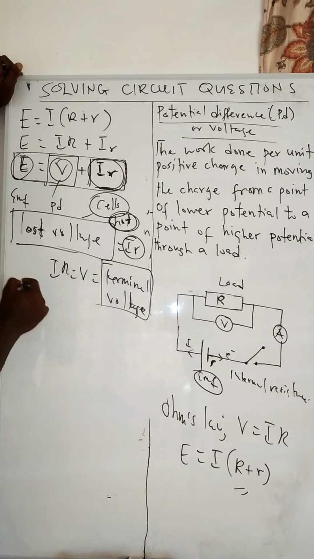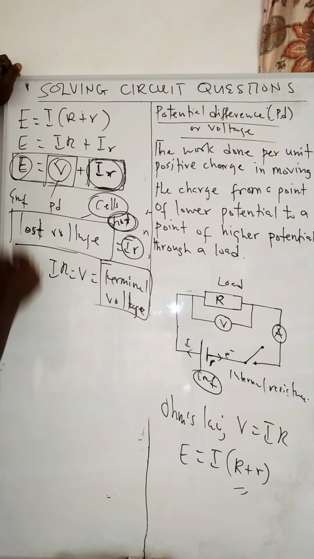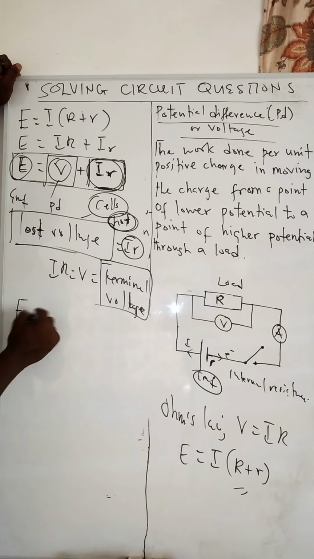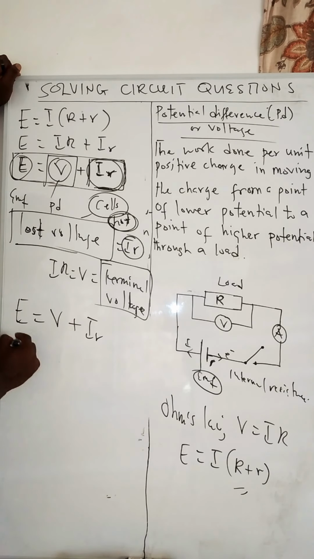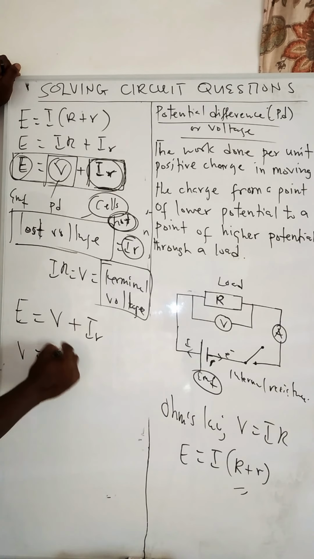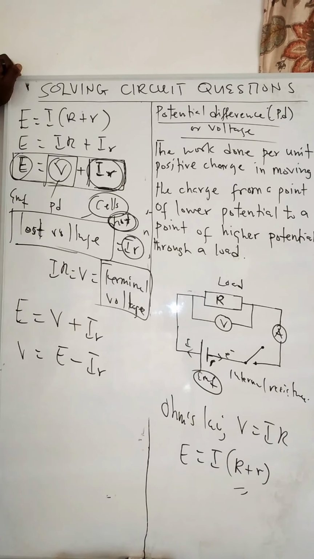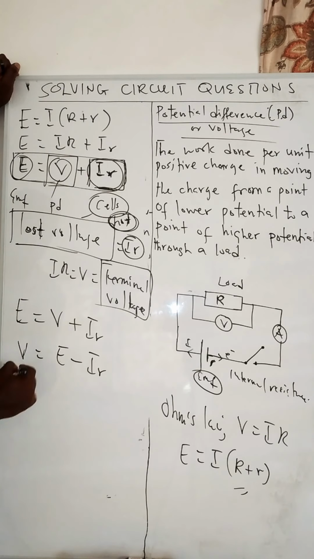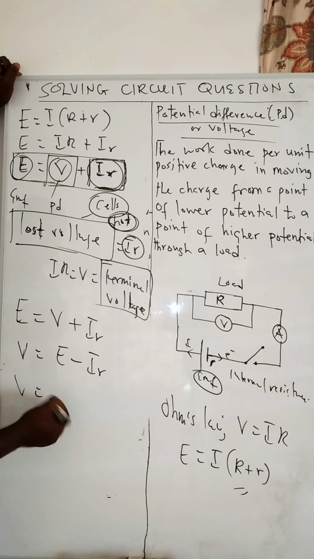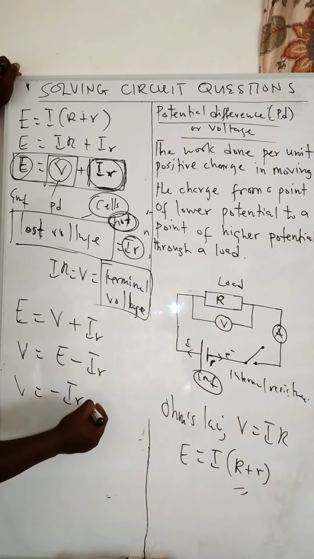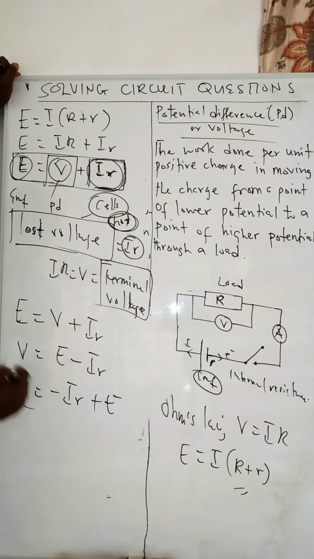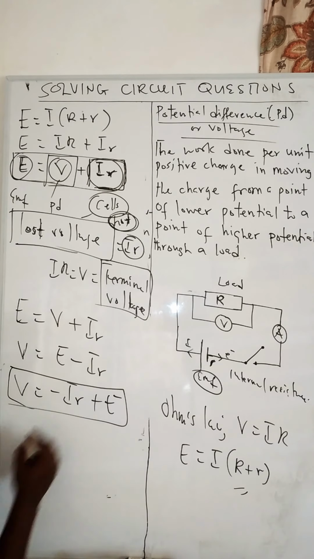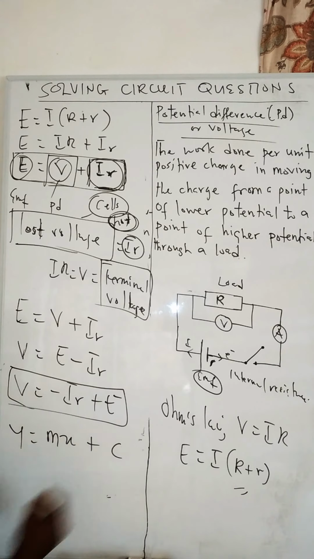Then let us try and see if we can plot a graph from this equation, E equal to V plus I small r. If I make V the subject, then V is going to be equal to E minus I small r over here. Or better still, I can say that V is equal to minus I small r plus E. Good. Now, I want to compare this equation to y equals mx plus c.